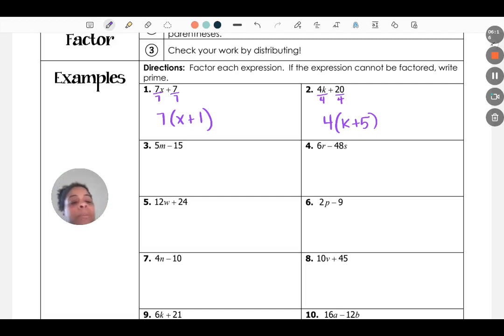All right, number 3, we have 5m. Sorry, don't mind my movement. Sorry, my fingers keep slipping. And I'm not at my desk. My desk is much easier.